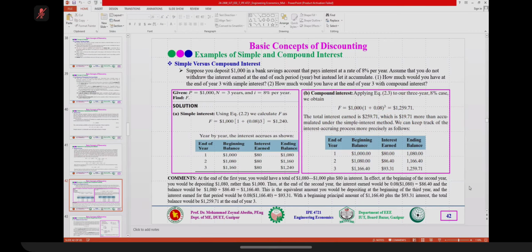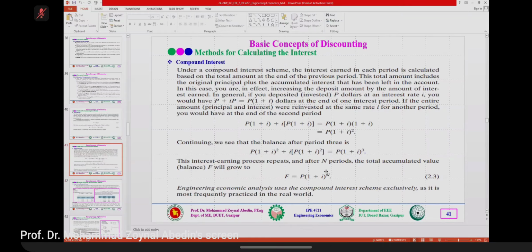Now let's see the compound interest. Applying equation 2.3 to our 3-year, 8% case, the formula is capital F equal to P into (1 plus i) to the power 3.